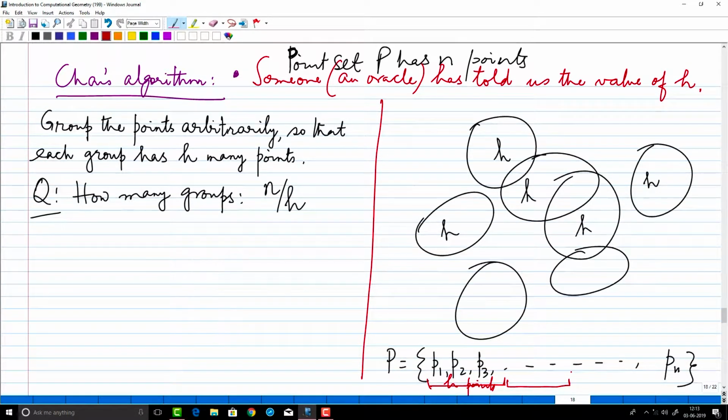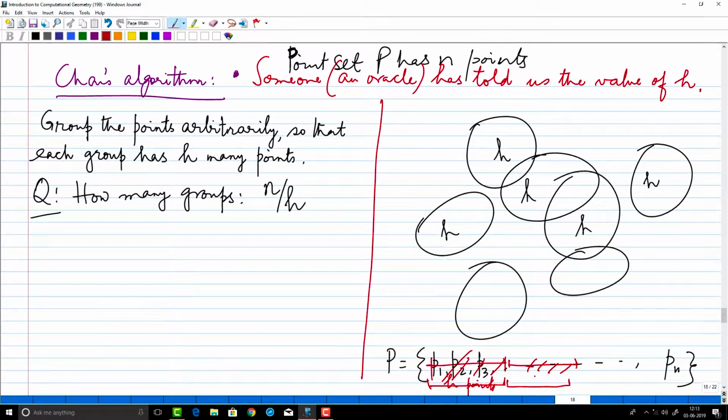So, a way can be to pick up the first h points. This is your first group. Pick up the next h points. This is your second group, but no point is repeated. So, that is the reason the number of groups is n by h, and assume n by h is an integer. Otherwise, you have to deal with floors and ceilings. You can do that, but that would get a little bit nasty. So, just assume that n by h is an integer.